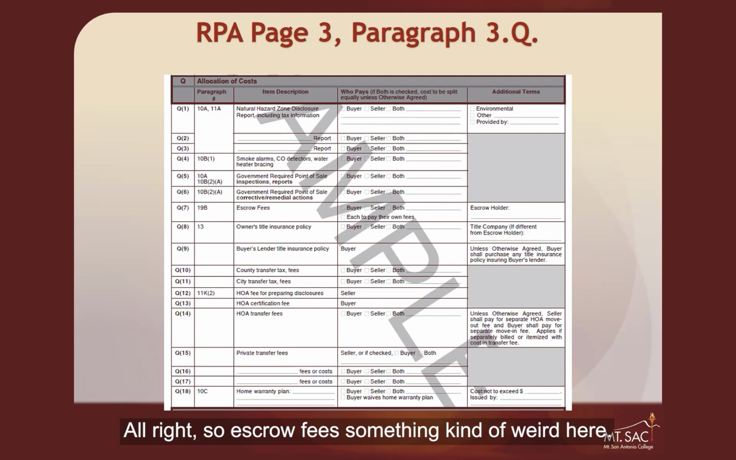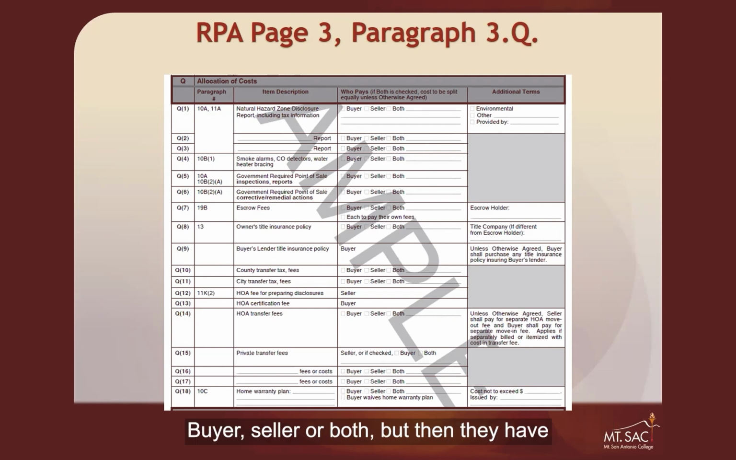All right, so escrow fees. Something kind of weird here. Buyer, seller, or both. But then they have another one, each to pay their own. What does that mean? Well, remember above it says, if you check both, it's equal. Well, they're not really equal because in addition to the sale escrow, we have a loan escrow. So you have the sale escrow between the buyer and the seller, but you also have a loan escrow between the borrower, who's also the buyer, and the lender. Well, the buyer is going to be responsible for the loan escrow as the borrower. So the common way to resolve that has typically been each to pay their own.